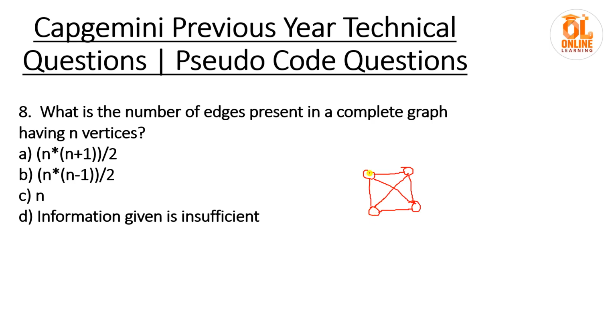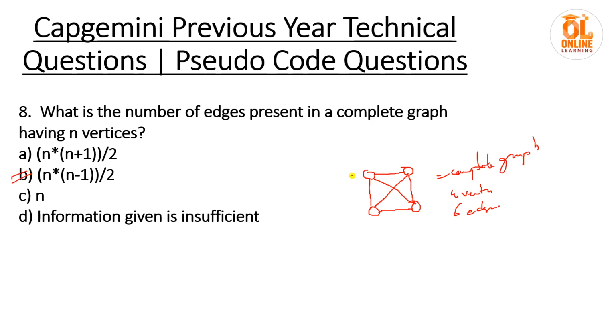So here, if you can see, every node is connected with all other nodes. This is called a complete graph. And in a complete graph, you can check that we have 4 vertices and 1 2 3 4 5 6, so for 4 vertices we have 6 edges.